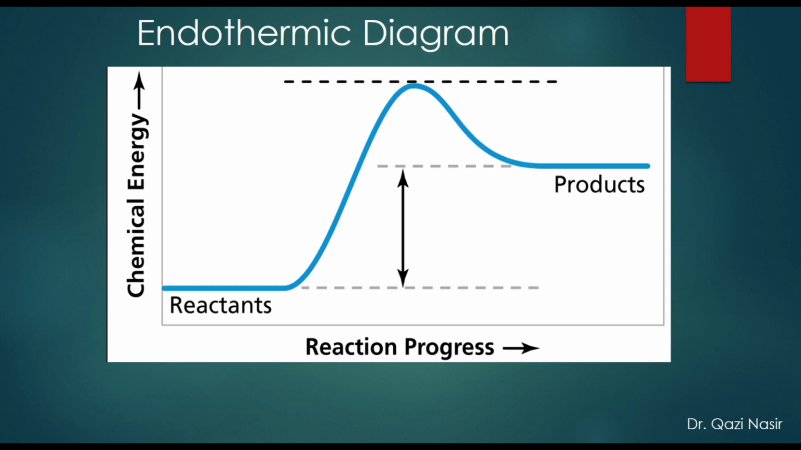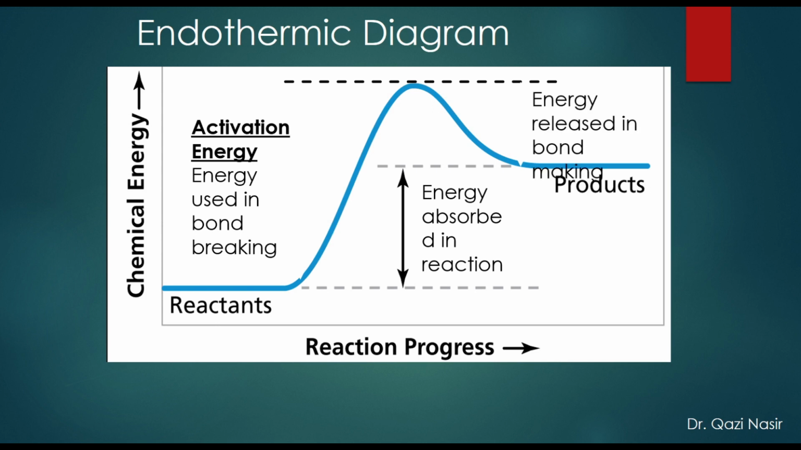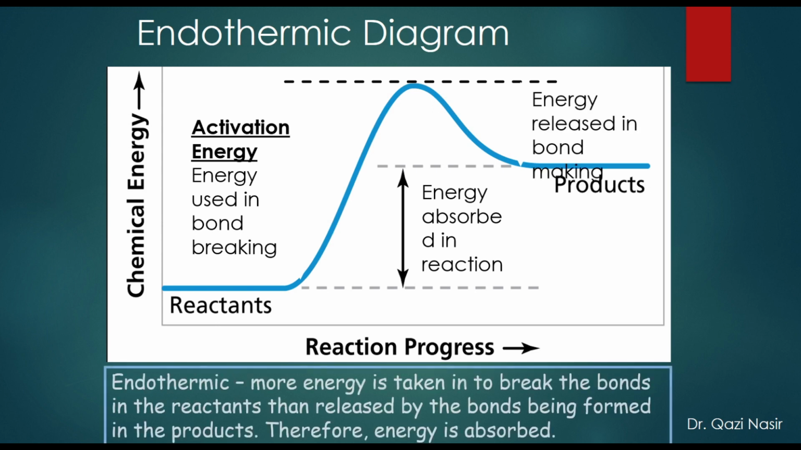This is a diagram of an endothermic reaction, which shows the amount of activation energy required to break the bond. As you can see from here, the activation energy is used in bond breaking. That is called activation energy in this particular case. When the product is formed, energy is released in bond making. In endothermic reactions, more energy is taken in to break the bonds in the reactants than is released by the bonds formed in the product.